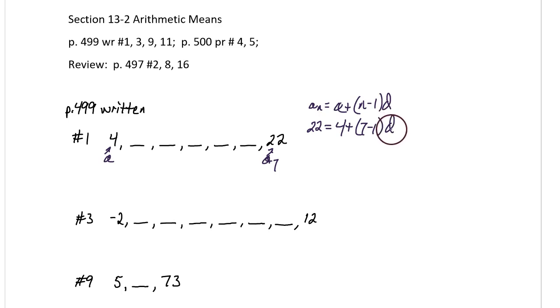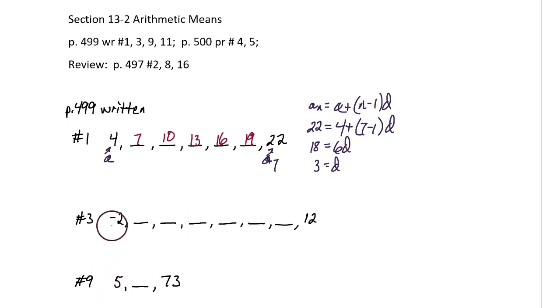Now d becomes our unknown, and we can solve for d. Subtracting 4 from both sides, we have 18 is equal to 6d. Therefore, 3 is equal to d. Once you know the answer for d, you can find all the missing terms. 4 plus 3 is 7, 7 plus 3 is 10, then 13, 16, and 19. We've created an arithmetic sequence where there's a common difference of 3 between all the terms.